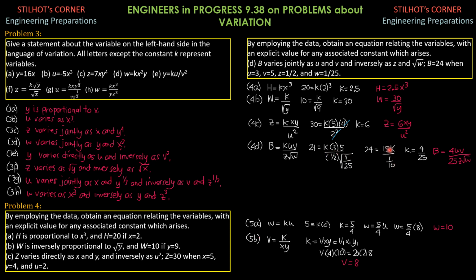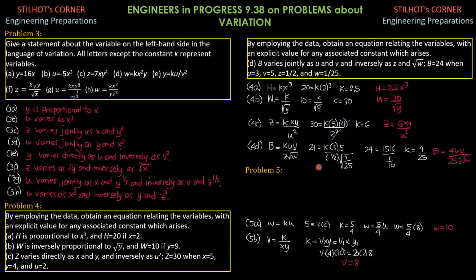This is 150k. So 24 over 150 is equal to 4 over 25. k is 4 over 25. Therefore, B is 4uv over 25 z square root of w.